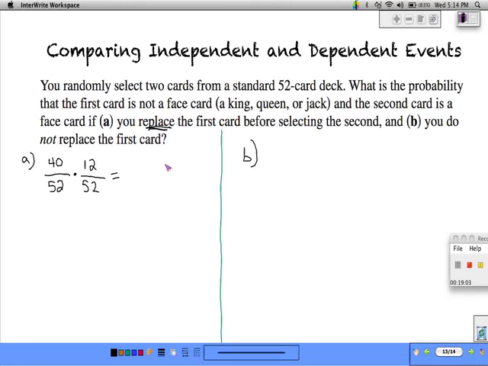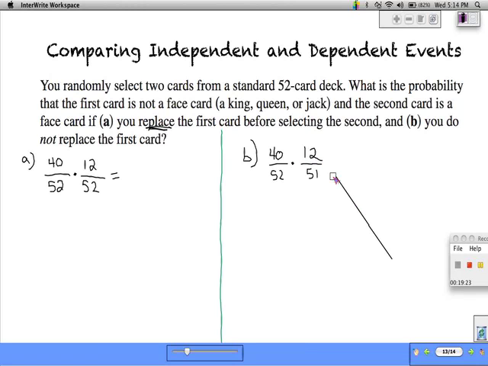Part B says we are not replacing them. So we would do 40 out of 52. There are 40 non-face cards out of 52. But now on this pick, there's only 51 cards left in the deck. And 12 of those 51 are face cards. And so we just have to multiply these together to give us our probabilities.